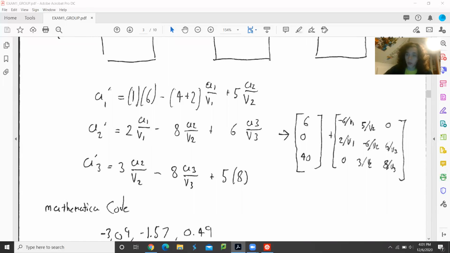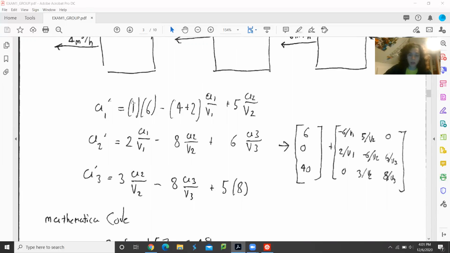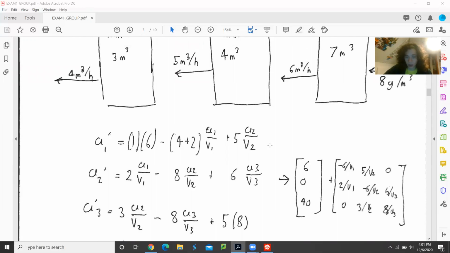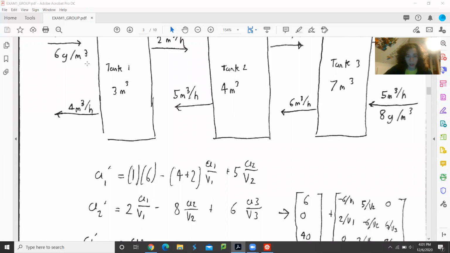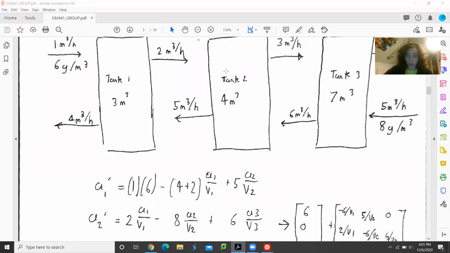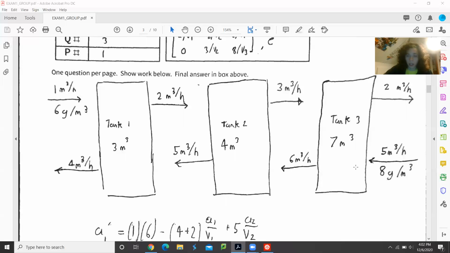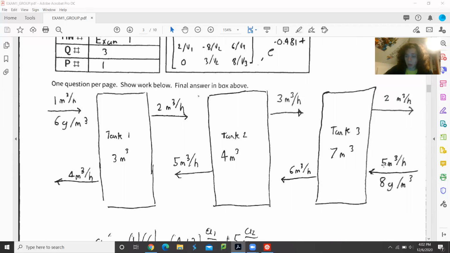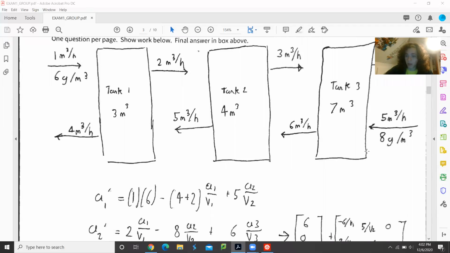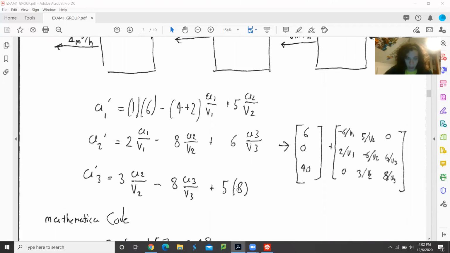So the way we're going to fill this in is, for the B matrix, it is simply the constants of the tanks. So 6 comes from up here in the A1, which is the 6 coming from the outside source. 0 for tank 2 because it's a closed system. There's no outside source entering tank 2. And then the 40 comes from right here, also an outside source, the 5 times 8, which is right there, and right here as well.